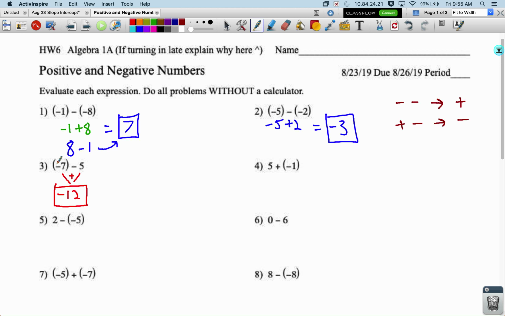So let's go back to the money metaphor on this one. I'm $7 in debt. I spend $5 more. Now I'm $12 in debt. The debts got added together is one way to think about it. Plus a negative, we just switch that for a minus, and now this just becomes 5 minus 1, which is 4.